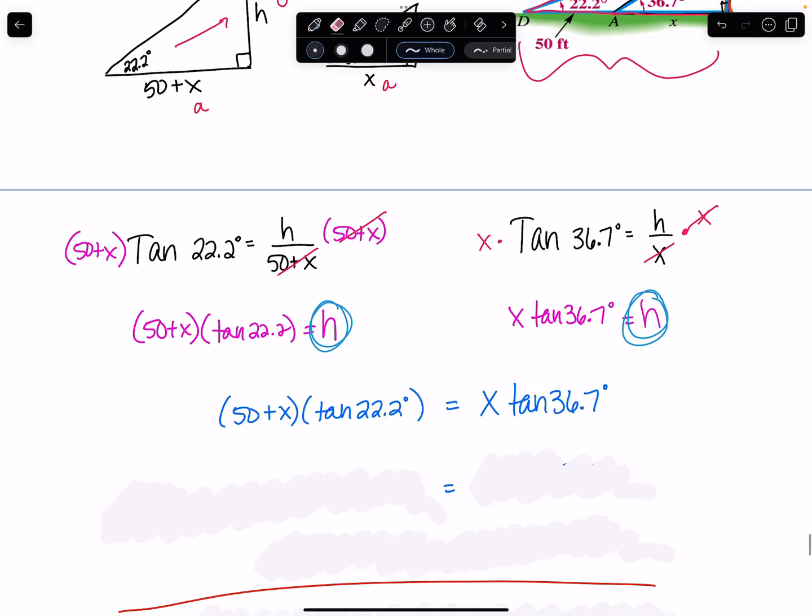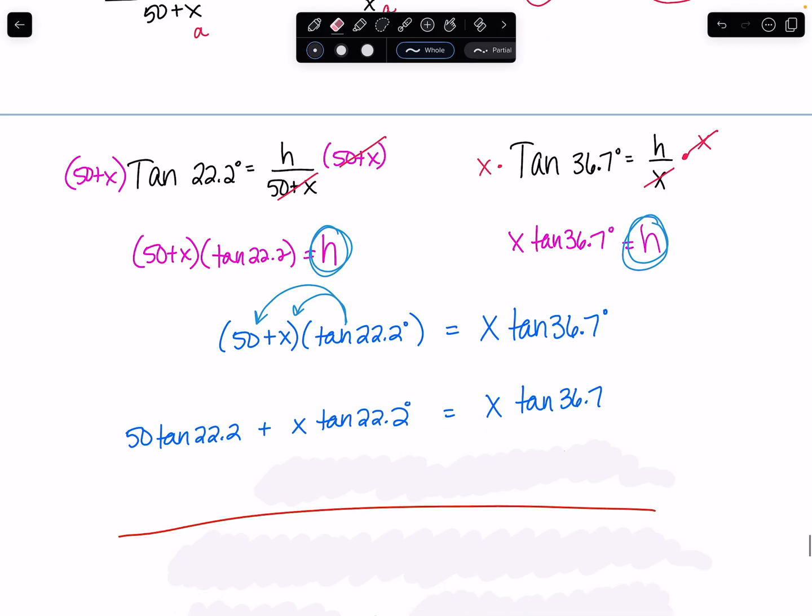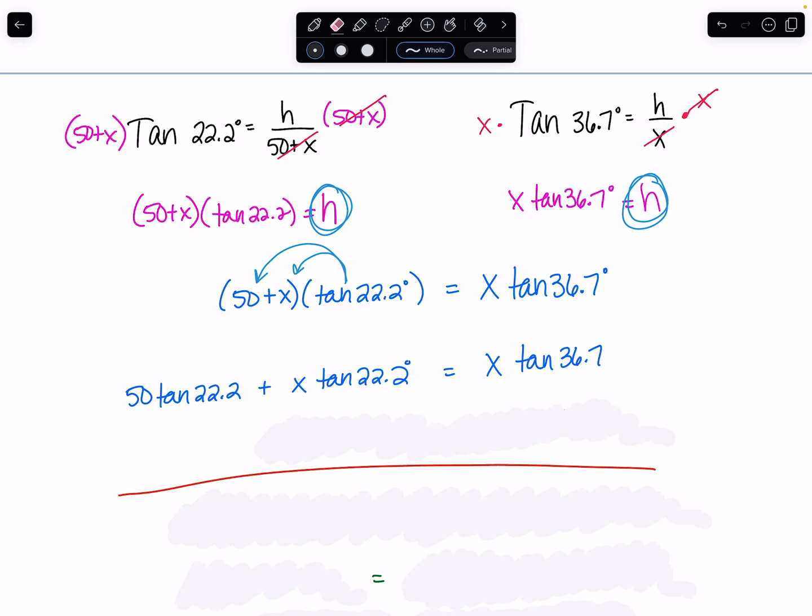I'm going to take my two equations that both equal the value of h and set them equal to each other. Now that'll help me solve for the only variable that's left, which is x now in my new equation. Okay, using some algebra, I'm going to take this tangent of 22.2 degrees and multiply it by 50. I'm also going to distribute and multiply it by the x. So on the left side, I have 50 times tangent of 22.2 degrees plus x times tangent of 22.2 degrees. On my right side, I have my x times tangent of 36.6.